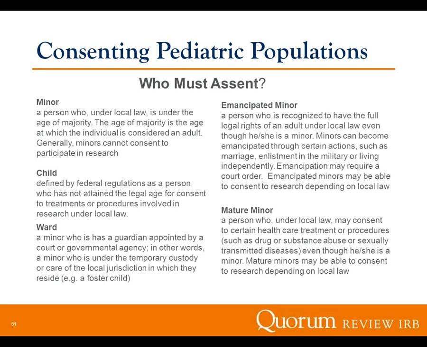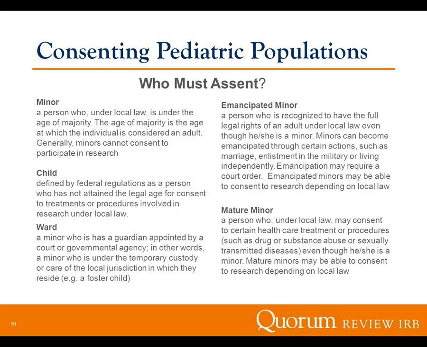Then you have ward. I already talked about what a ward is. Again, a minor who has a guardian appointed by a court or governmental agency. So in other words, this could be someone who is a foster child. So a child and a ward are both considered minor since they both would be considered under the age of majority. Then to the right side of the slide, we have two other terms. We have emancipated minor and we have mature minor.